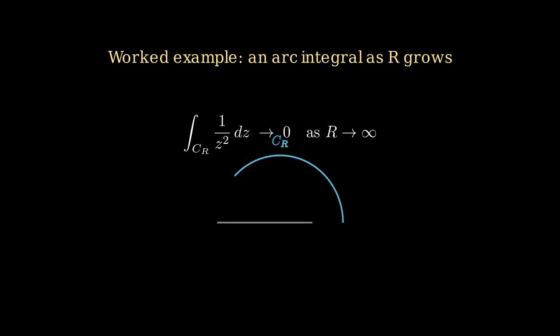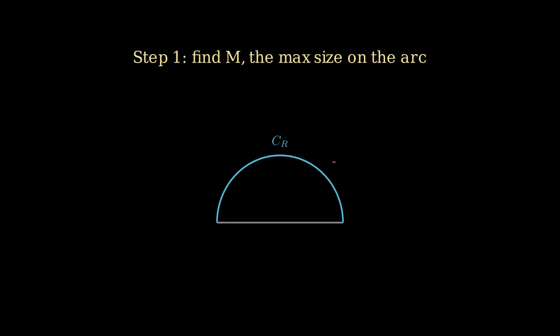Now for the worked example, we want to show that the integral over C_R of 1 over z squared dz approaches 0 as R approaches infinity, where C_R is the upper semicircular arc of radius R. Step 1. Find M, the maximum size of f(z) on the arc. On C_R, the magnitude of z equals R, so the magnitude of f(z), which is 1 over z squared, equals 1 over R squared.